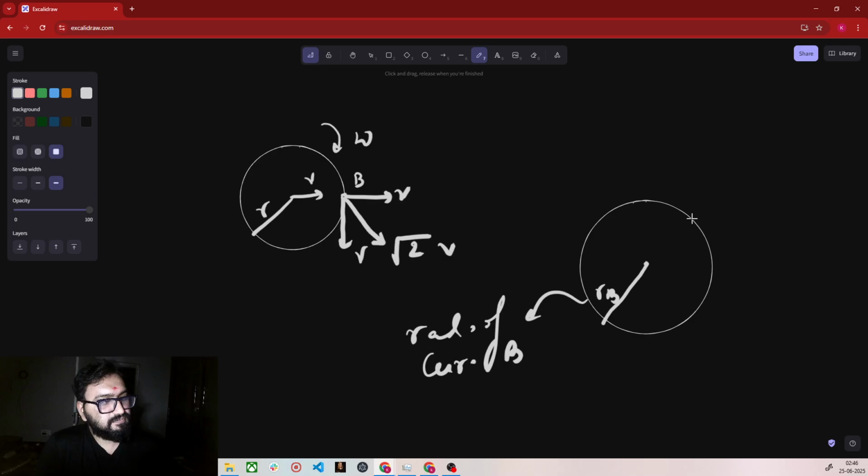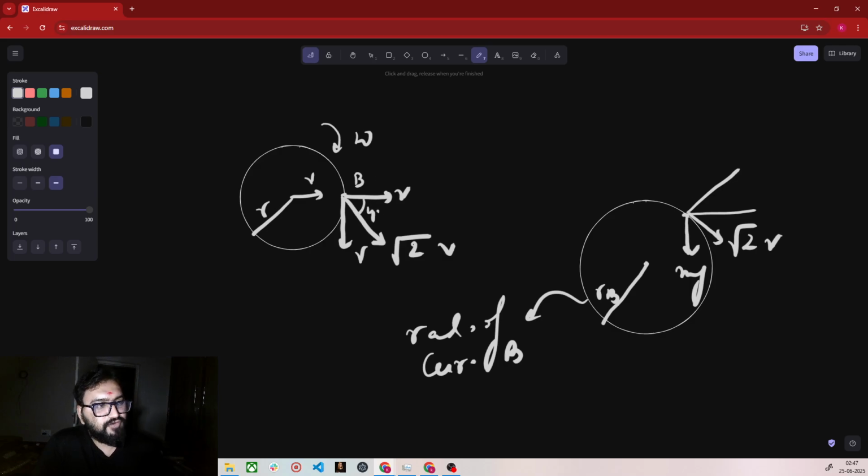And the particle at B is moving along this circle with a speed root 2 V, under the influence of an external force mg. Now obviously there would be a component of mg which would be acting like my centripetal force, right? Now I need to find out a few angles.